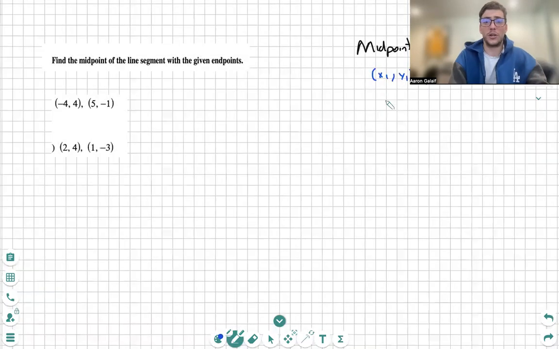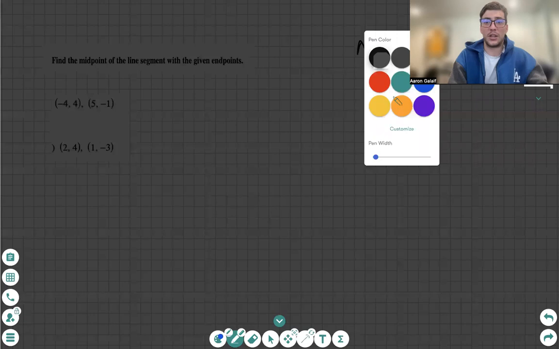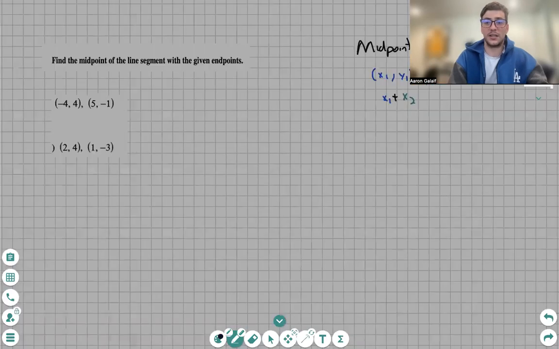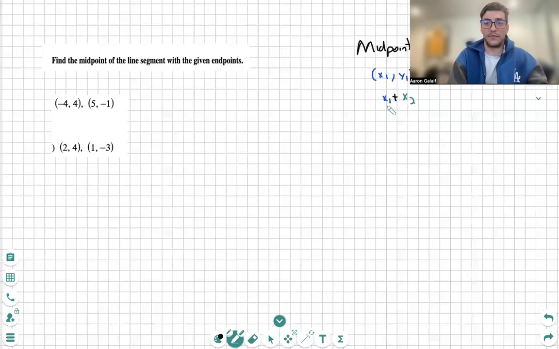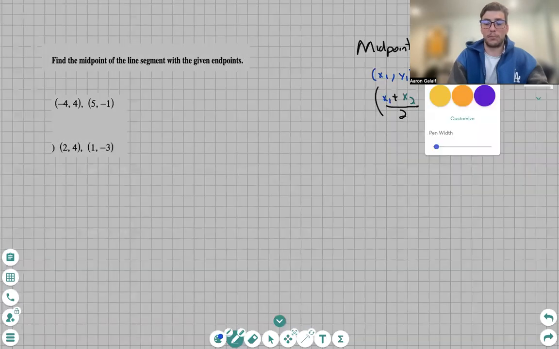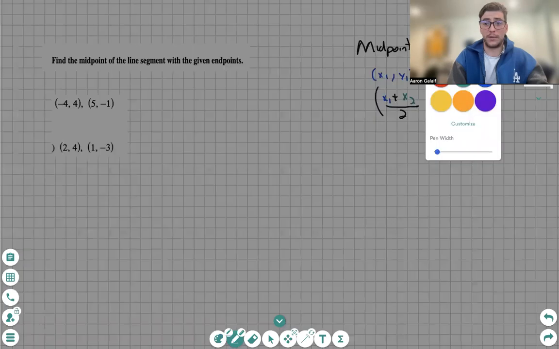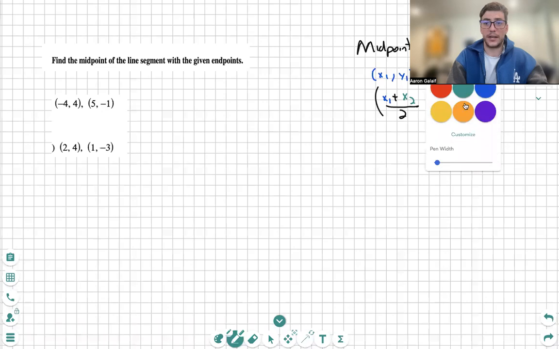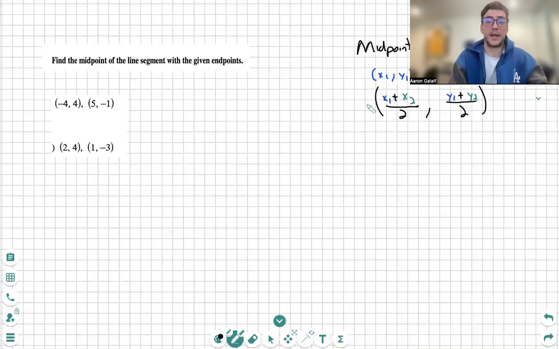All I need to do is add them up together. We're going to add our x's and divide it by 2, and we're going to add our y's and divide it by 2. So x1 plus x2 divided by 2, y1 plus y2 divided by 2. And that's it. That is all we need to do to find the midpoint. So let's apply it now.